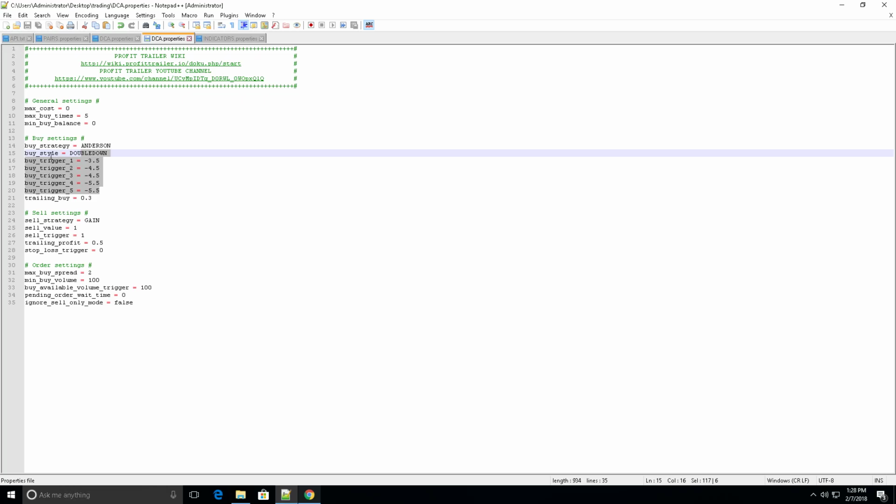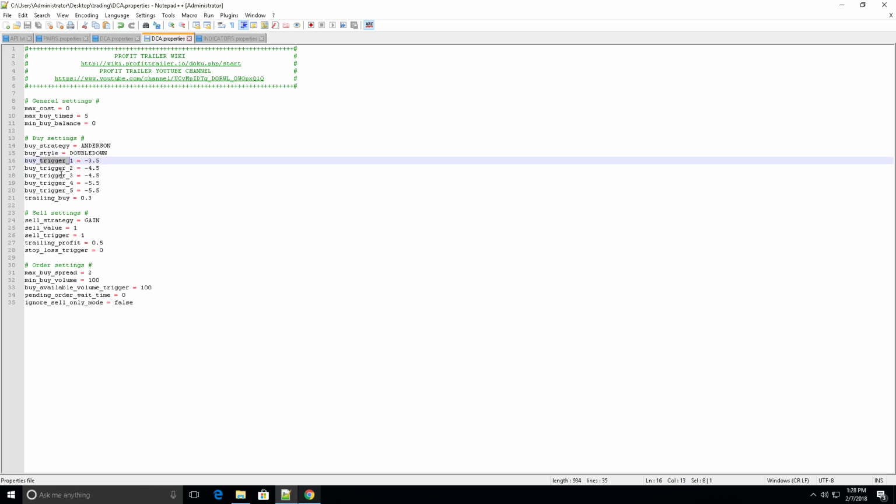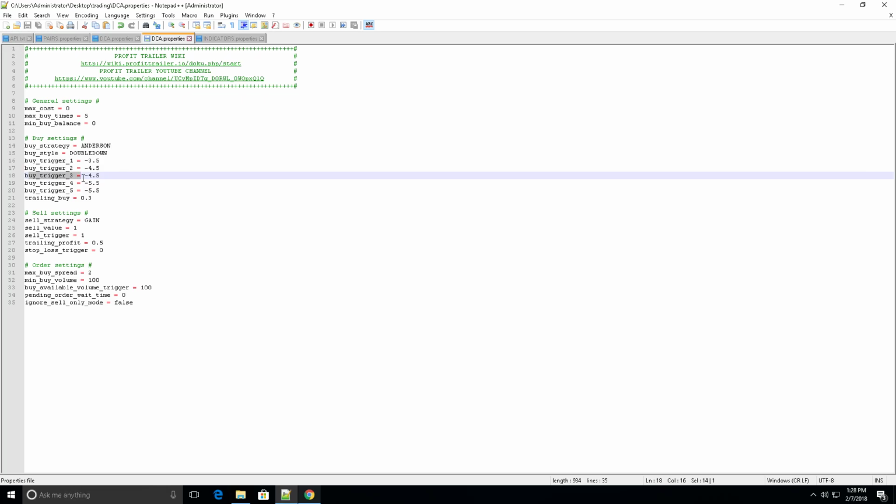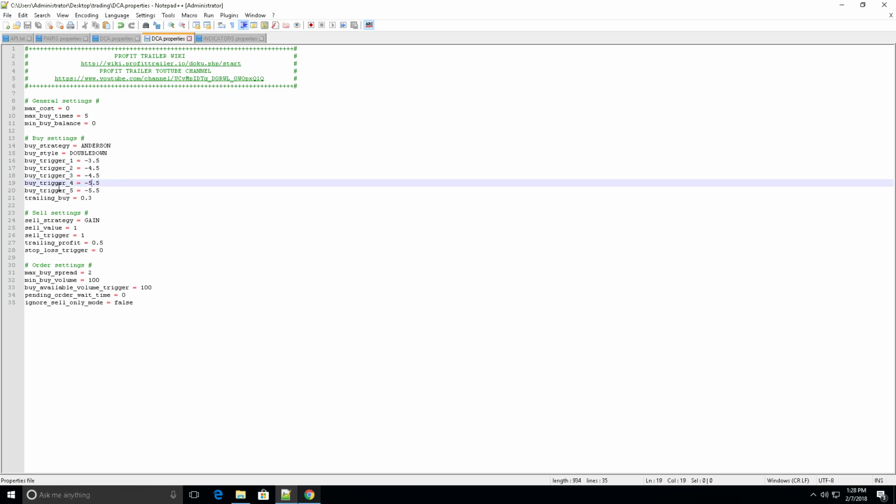Okay, so what each one of these buy trigger 1, buy trigger 2, buy trigger 3 means is that each of these buy triggers is the percentage that the coin has to have lost from the average buy price for it to look to DCA. So the first time it DCAs, it's going to use buy trigger 1. The second time it DCAs, it's going to use buy trigger 2. The third time, buy trigger 3. And the fourth time it DCAs, it's going to use buy trigger 4, and so on and so forth.